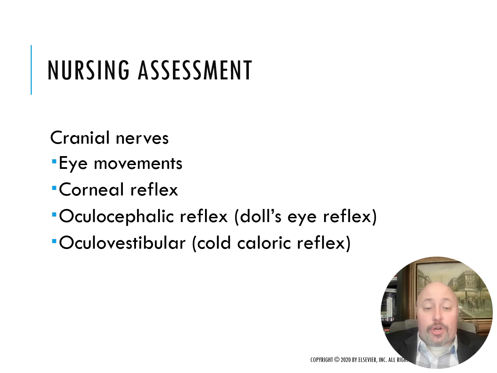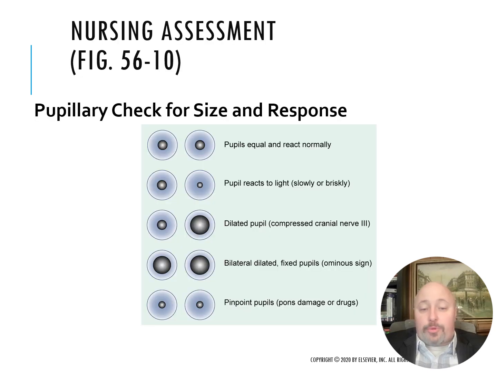We want to focus our nursing assessment on the cranial nerves, including things like eye movements, corneal reflex, the oculocephalic reflex or doll's eye reflex, or the oculovestibular or cold caloric reflex. When assessing the pupils, we want to be aware of both their size as well as response, and keep in mind the acronym PERLA. Are the pupils equal, round, reactive to light, and accommodating?